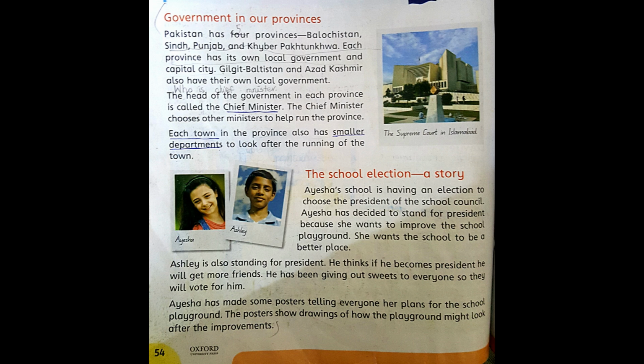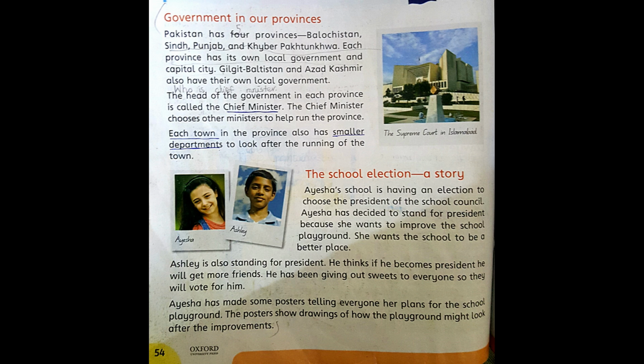Page number 54. Government in our provinces. Pakistan has 5 provinces. Balochistan, Sindh, Punjab, Khyber Pakhtunkhwa and Gilgit-Baltistan. Each province has its own local government and capital city, as I have told you in my previous lessons. And Azad Kashmir also has its own local government. You know about Azad Kashmir state. Azad Kashmir is a beautiful state in Pakistan and it has its own local government.